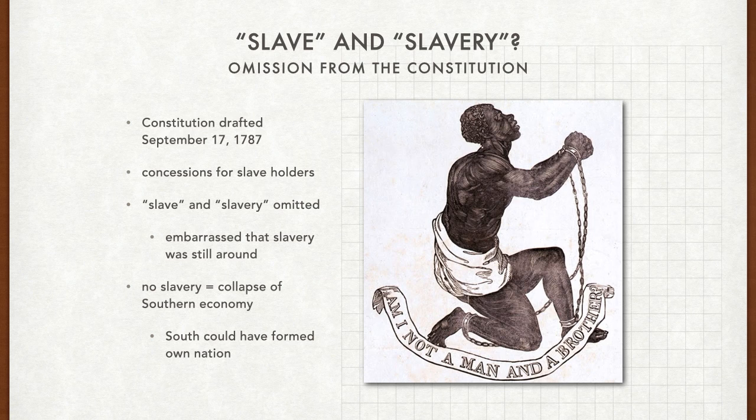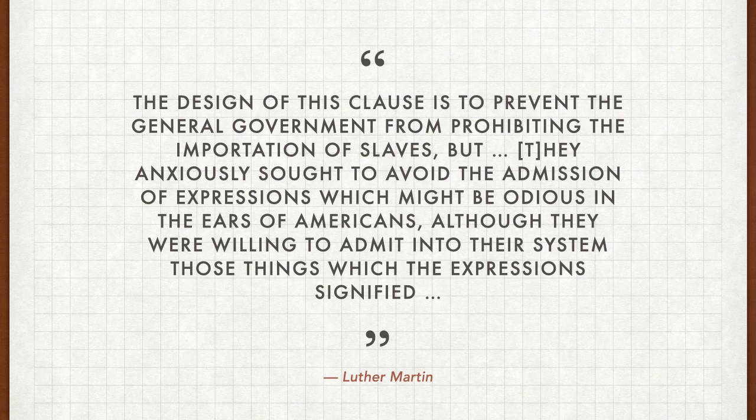So real quick, I'm going to go to a quote, and then I'll come right back. Luther Martin, one of the delegates at the formation of the Constitution, said of Article 1, Section 9, "The design of this clause is to prevent the general government from prohibiting the importation of slaves, but they anxiously sought to avoid the admission of expressions which might be odious in the ears of Americans, although they were willing to admit into their system those things which the expressions signified."